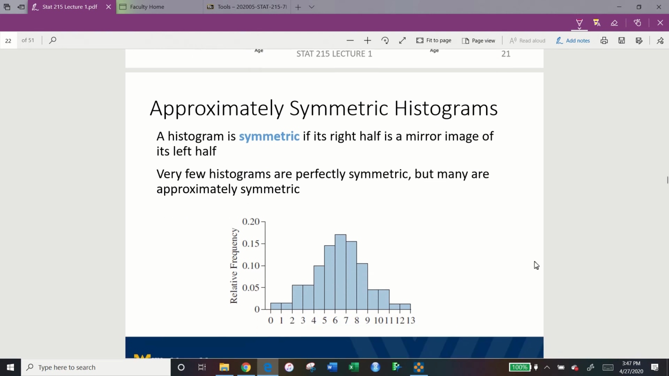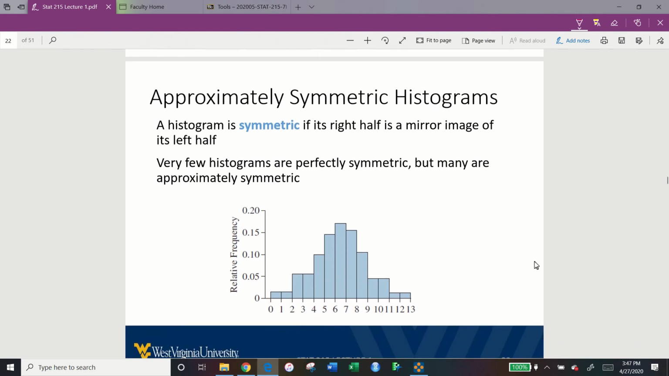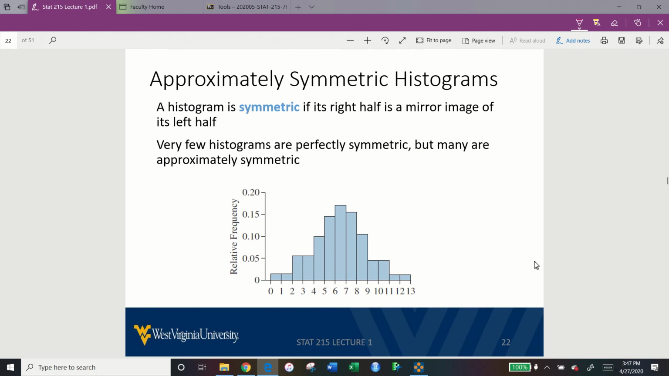Now, histograms are a pretty important thing in statistics. We often use them to make assumptions and to analyze our data. So understanding how to interpret histograms is pretty important. One thing to recognize is when we have an approximately symmetric histogram. A histogram is symmetric if its right half is a mirror image of its left half. Very few histograms are perfectly symmetric, but many of them are approximately symmetric.